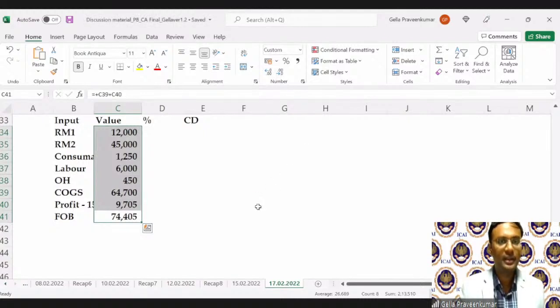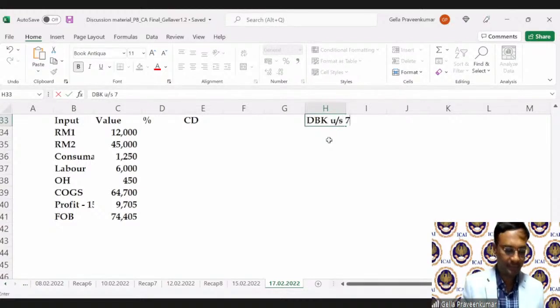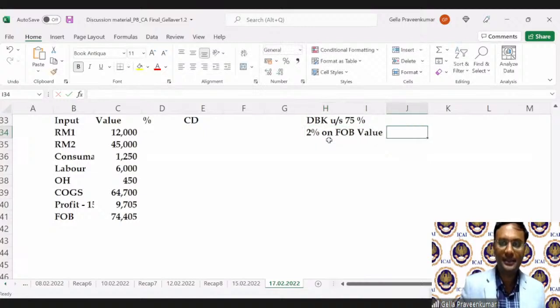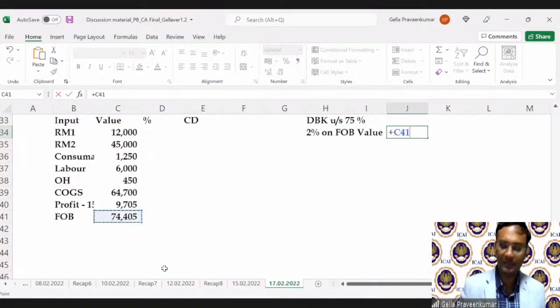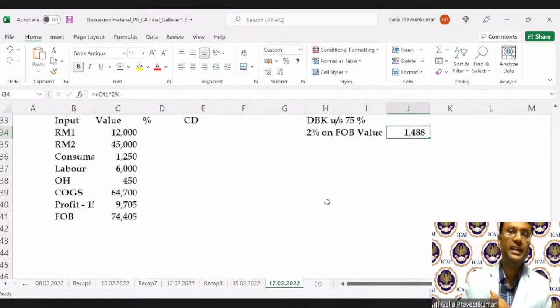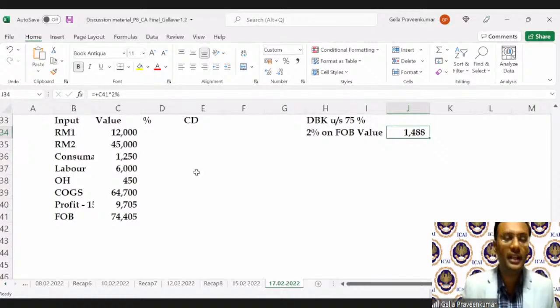Now, assuming that the drawback under Section 75 for this particular nature of industry is allowed at 2% on FOB value. So what happens here? On this particular 74,000, I get 2%. This is a customs duty rate fixed by the central government under Section 75. Whatever goods you have exported, 2% I am going to give as an incentive, for the customs duty and excise duty which has been suffered on your inputs.